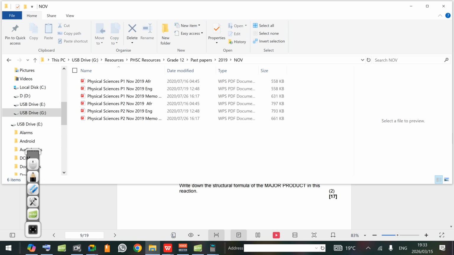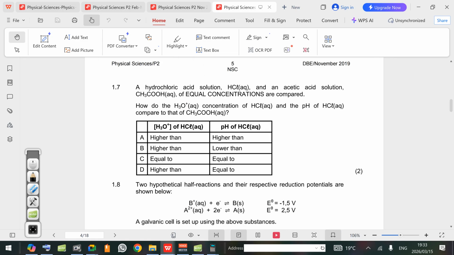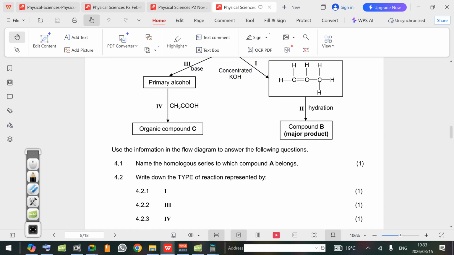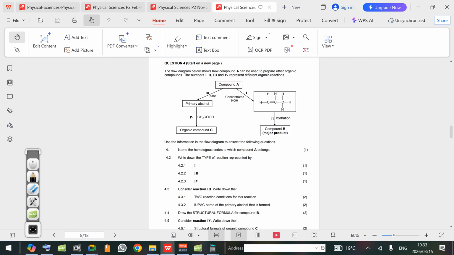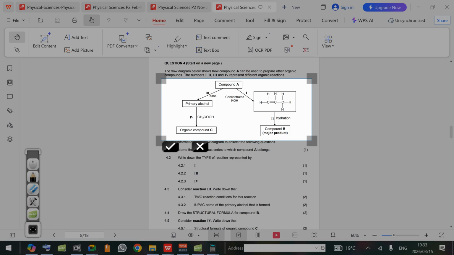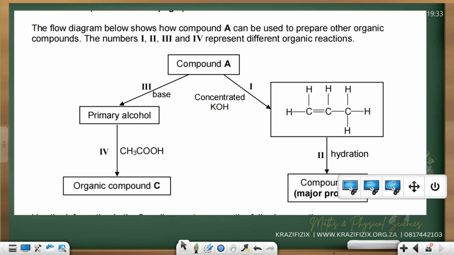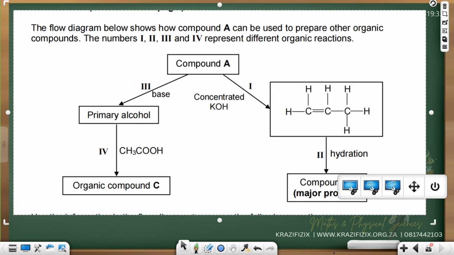All right, I'm choosing national papers because they are error-free. Oh, thank God. This is what I want. My good learners, I'm not even going to look at the whole question. I am just going to debug this diagram. Please follow me on this. Look at this flow diagram. The flow diagram shows how compound A can be used to prepare other organic compounds. The numbers 1, 2, 3, 4 represent reactions.